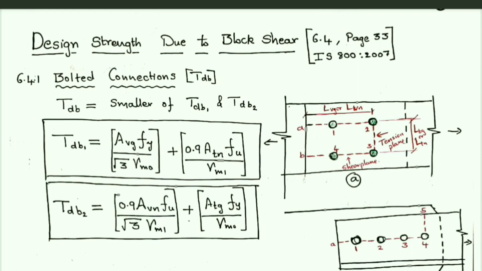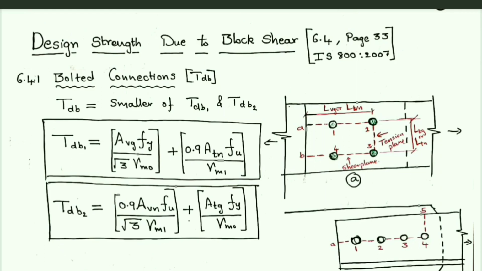Okay, so the minimum of these two formulas will be taken as TDB. The smaller value will be taken as TDB. TDB1 will be equal to AVG Fy divided by root 3 gamma m0, plus 0.9 ATN Fu divided by gamma m1, and TDB2 will be equal to 0.9 AVN Fu divided by root 3 gamma m1 plus ATG Fy divided by gamma m0.